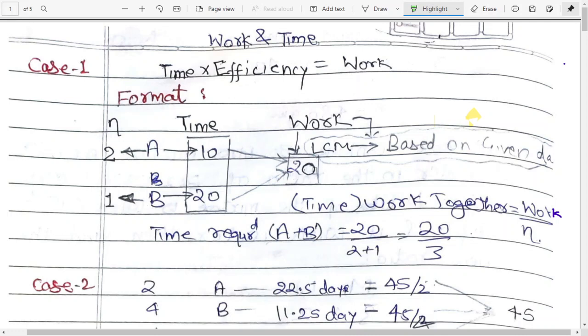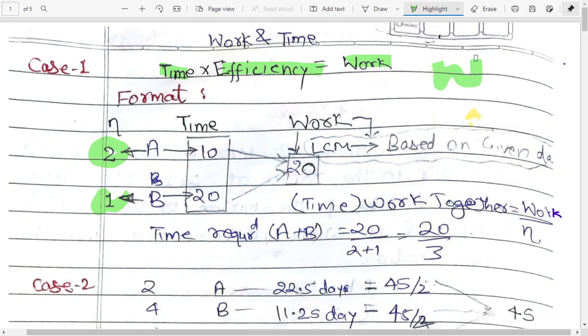After that, remember the equation I informed you of earlier: work equals time into efficiency. To calculate efficiency, you do work divided by time. To calculate the efficiency, 20 divided by 10 gives 2, which is the efficiency of A. Similarly, 20 divided by 20 gives 1, which is the efficiency of B. I think you have an idea that work divided by time gives the efficiency, which I have calculated here.